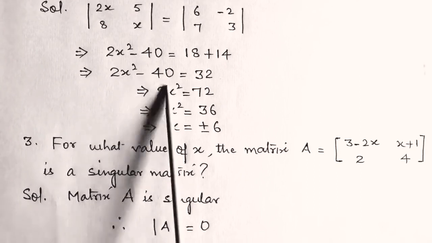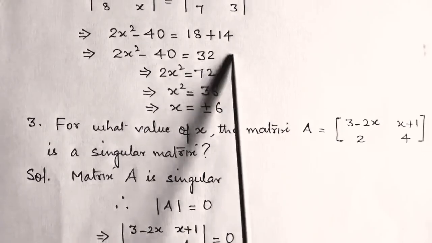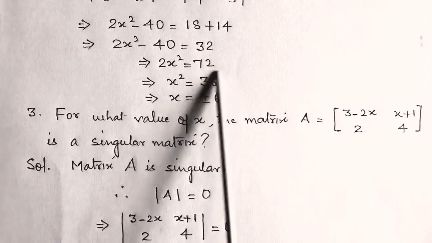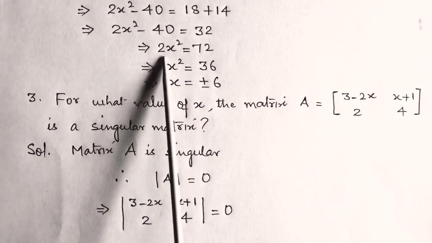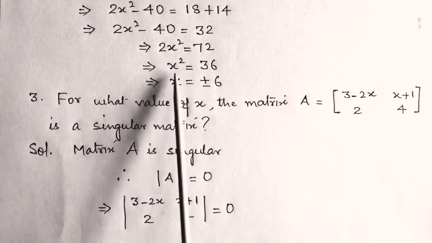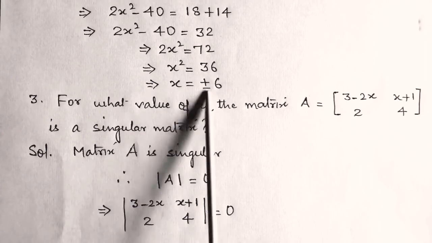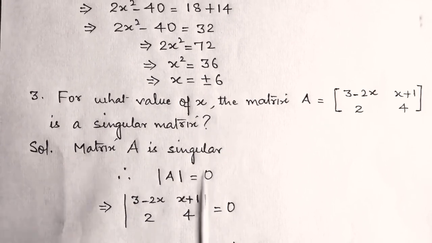Now transpose this 40 to that side, so it will become plus on that side. So on adding you get 72, and 72 divided by 2, you have 36. So x square is equal to 36. So on taking square root, we get x is equal to plus minus 6.